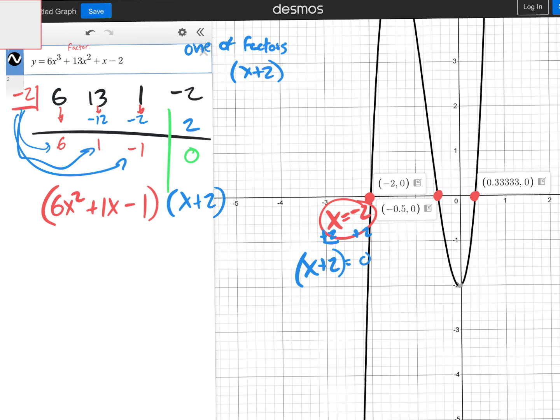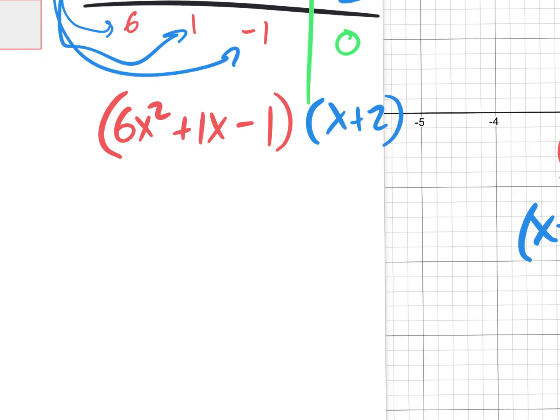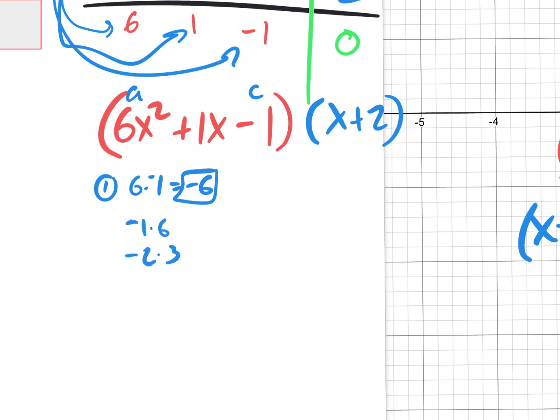So we're going to use the old factoring methods that we had before, where if your a value is 6, you're going to have to go a times c for your first step. 6 times -1 is -6. And then you make a list of the multiples, -1 times 6, -2 times 3. And then which pair of numbers combines together to give you the middle value b, which is 1? That'd be the -2 and the 3.